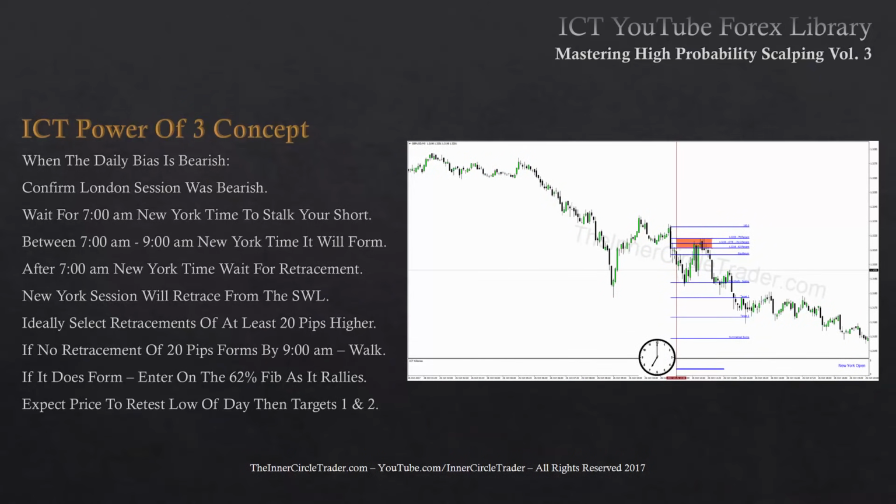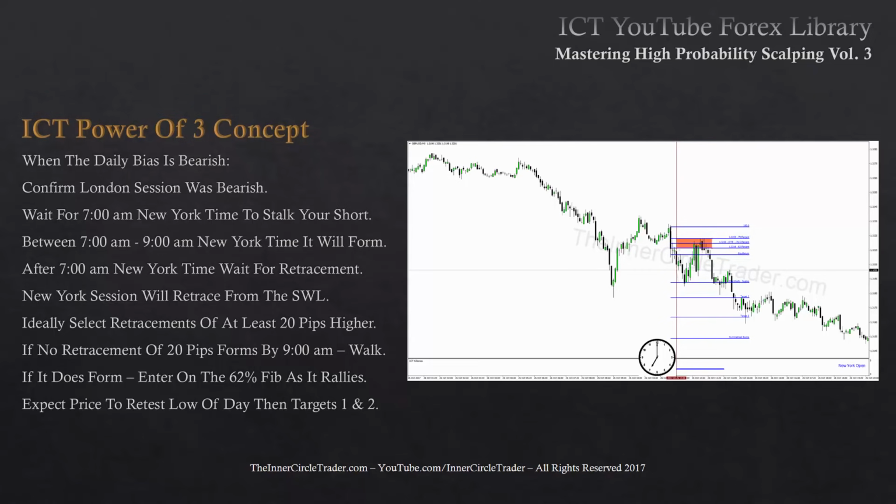Okay, here's an example here. And again, the vertical line delineates the 7 a.m. marker for the New York session. So immediately after that, we're going to be on watch for a retracement higher of at least 20 pips. Now, again, if you're having very strong convictions about the market being very bearish, you can anticipate an optimal trade entry forming at 15 pips or so.